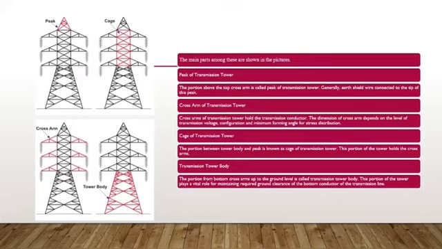The fourth is the transmission tower body. The portion from the bottom cross arms up to the ground level is called the transmission tower body. This portion of the tower plays a vital role in maintaining the required ground clearance of the bottom conductor of the transmission line.